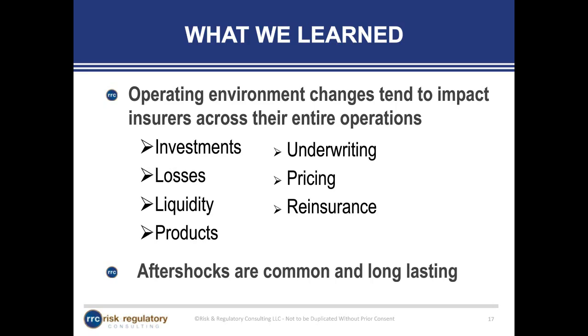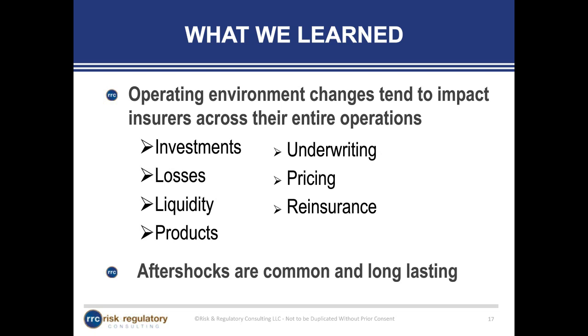Another thing we learned is that operating environment changes tend to impact insurers across their entire operations. Insurance companies are intimately interconnected throughout the economy. In their investments, they have investments in government, both federal, state, local, special revenue type issuances, and also in many of the businesses in the world. At the same time, through insuring the risks of the individuals and businesses, they're interconnected throughout the economy.